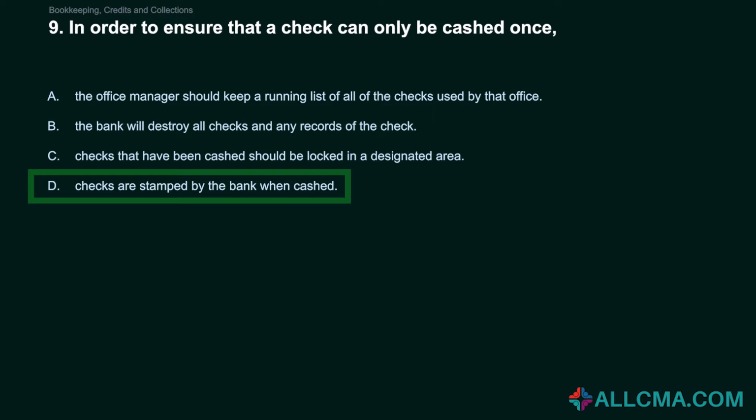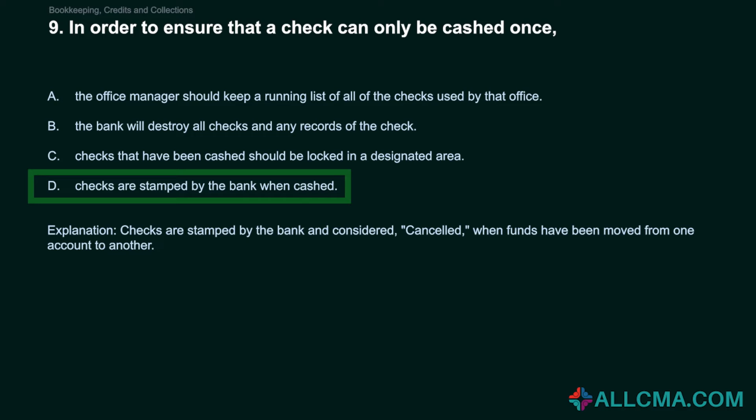Correct answer. D. Checks are stamped by the bank when cashed. Checks are stamped by the bank and considered cancelled when funds have been moved from one account to another.